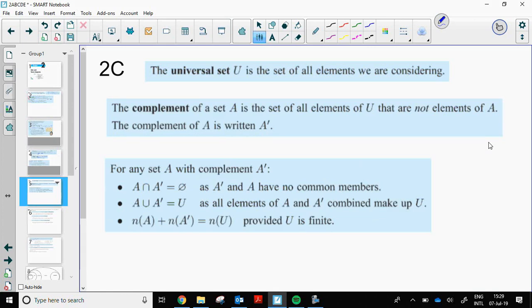Okay, section C. When we see U, that's the name for the universal set. That's like the whole universe. That's everything possible within the context of whatever question we're looking at. The complement, spelled with an E, not with an I. So just like a complementary angle, or two complementary angles add up to 90 degrees, the complementary sets are two sets which, when put together, give us the universal set.